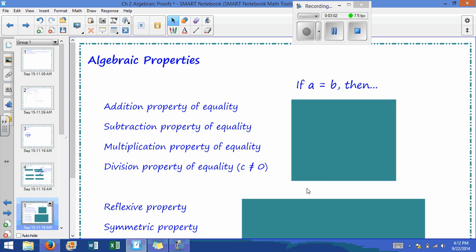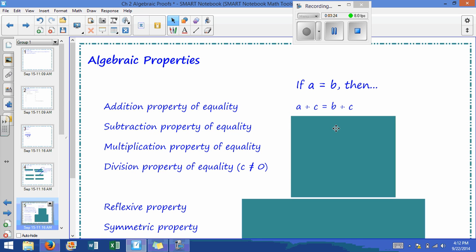In the algebraic properties, there's a bunch of them. We're going to put these into our guided notes packets so we have them for reference. I'm starting with the caveat: if A equals B. In other words, if something is equal to something else, so we're starting with an equation. You know the golden rule of math is whatever you do to one side, you have to do to the other. That's what these four things say. If I have an equation, I must add something to both sides to still make it true. So if I add C to both sides, it's still equal. Same thing for subtraction. I can subtract the same thing from both sides, and it's still an equation. If A equals B, then A minus C equals B minus C.